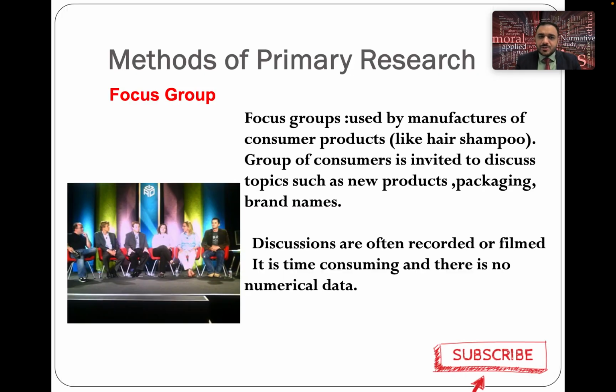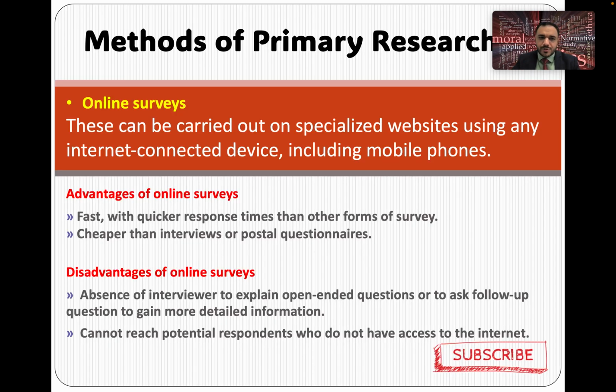In primary research, the focus group is very important because it is used by manufacturers of consumer products like hair shampoo. Groups of consumers are invited to discuss topics such as new products, packaging, brand names. Discussions are often recorded or filmed. It is time consuming and there is no numerical data on it. So you will have discussions about what your opinion is. It is also based on opinions. You check what kind of change they want in your product, or what kind of new shampoo or anything they want us to produce. Okay, so those are all focus groups.